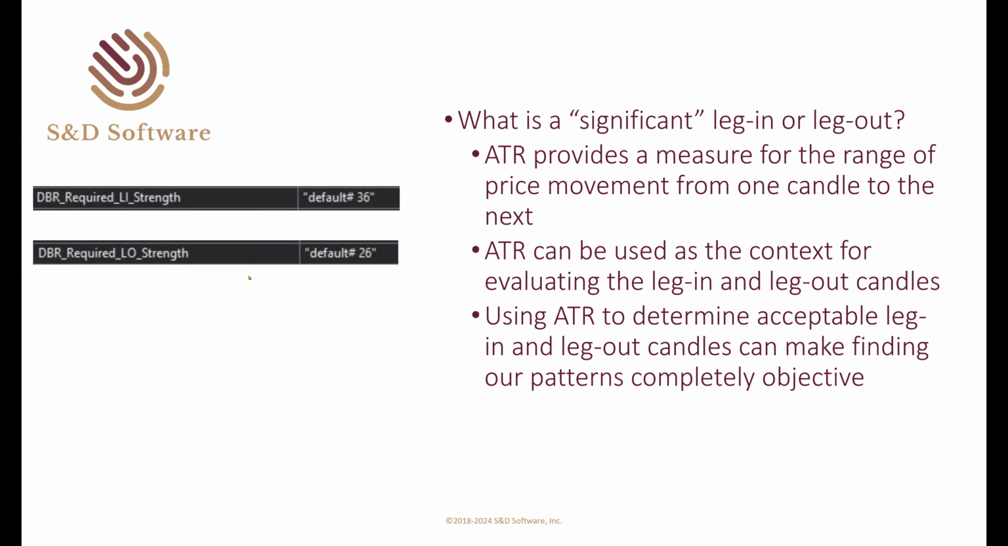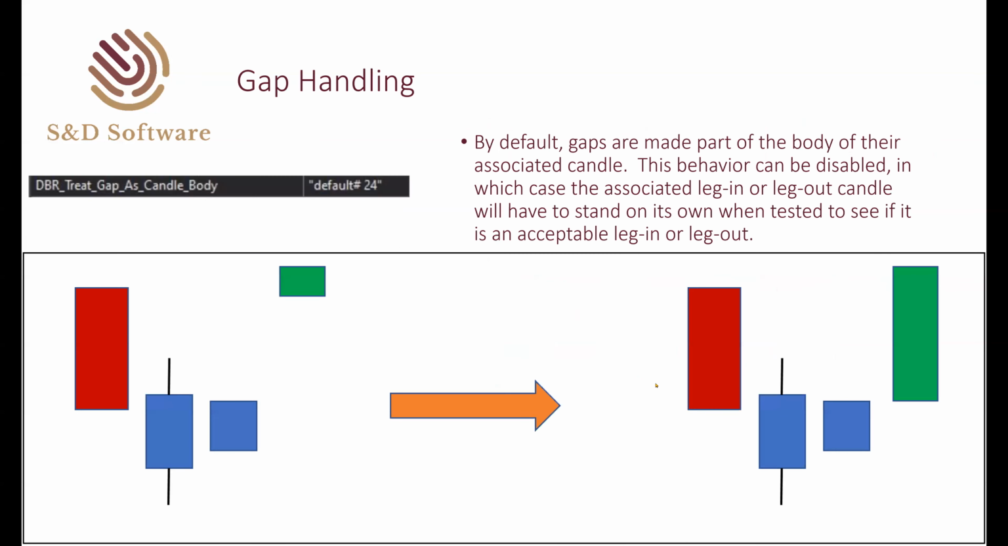Now, let's talk about gap handling. How do we want to take into account gaps? Well, the way that we're actually doing that by default, and this is the setting that lets you change this, is we're going to take a gap and we're going to combine the gap with the leg in or the leg out candle, depending on whether it's a gap in or a gap out. And we're going to make it become part of the body of that candle.